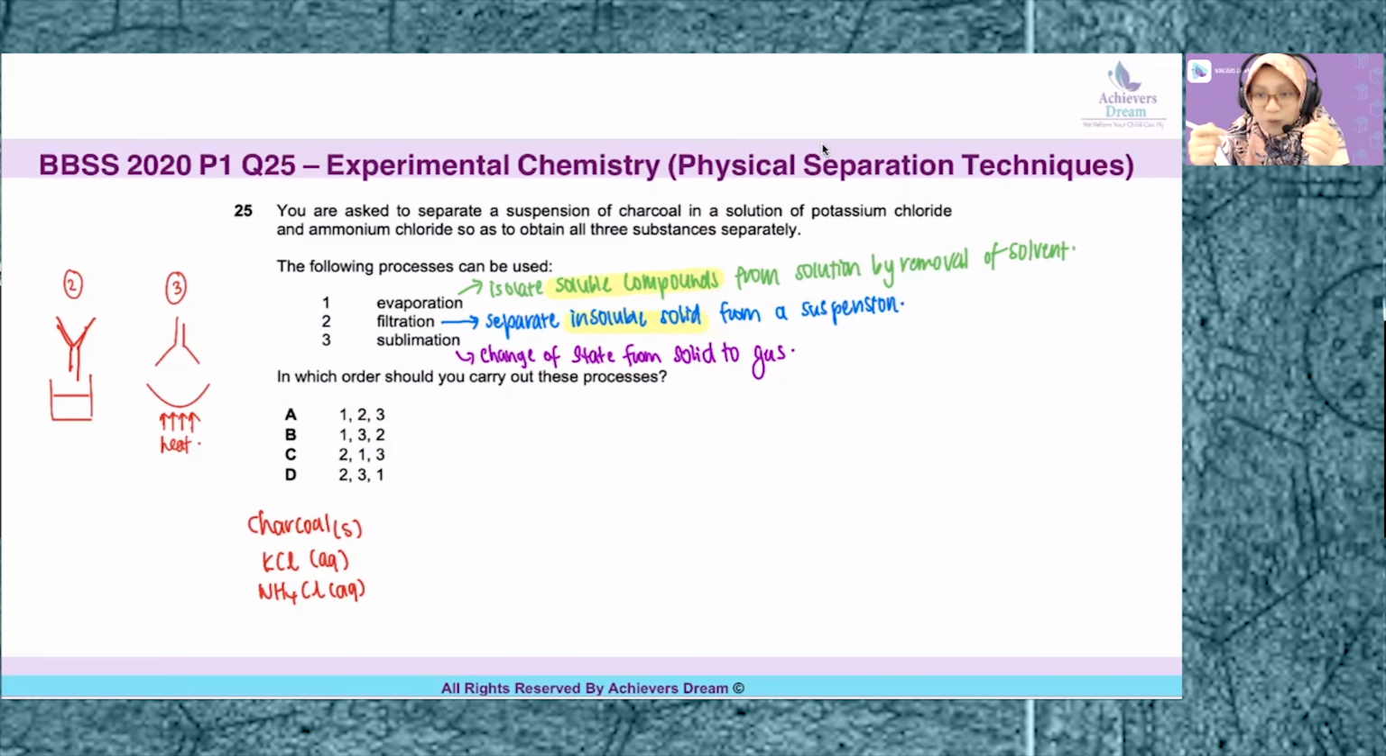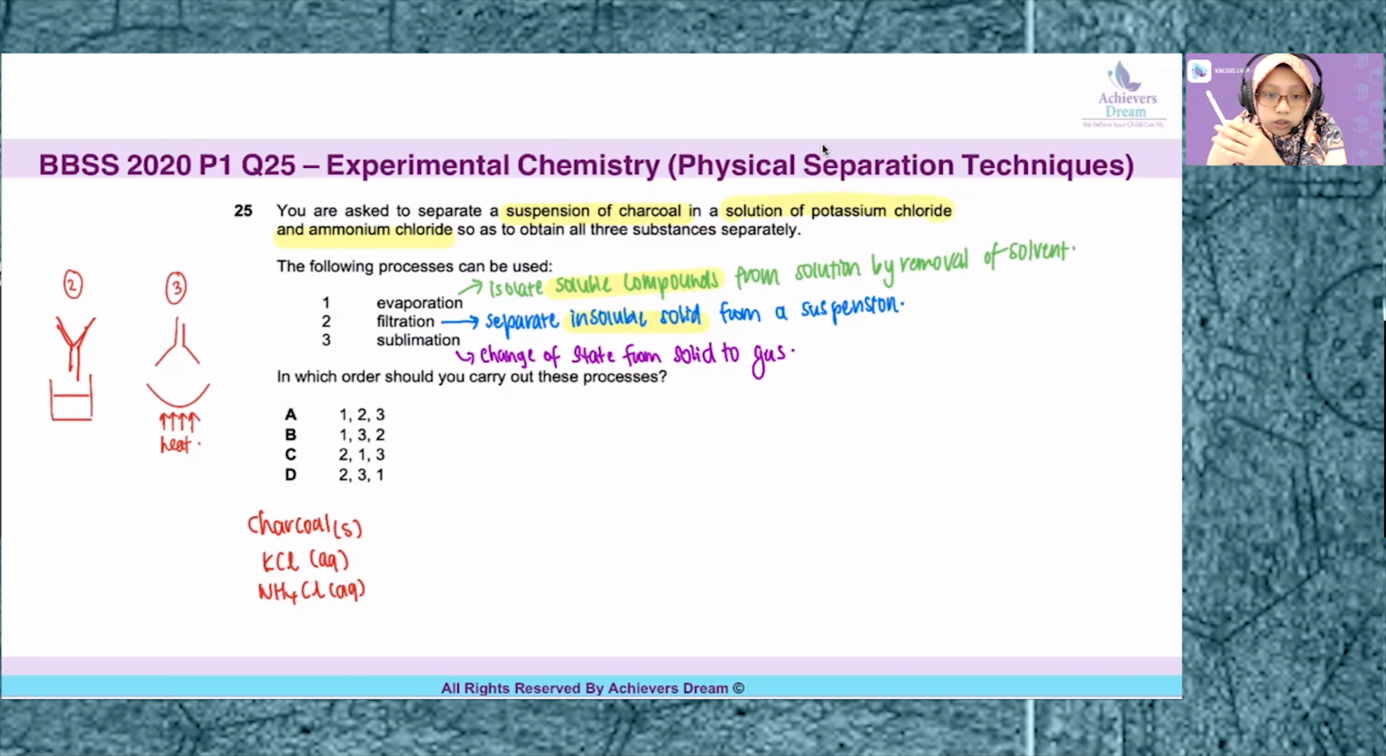Okay, so now let's take a look at the question. You are asked to separate a suspension of charcoal in a solution of potassium chloride and ammonium chloride so as to obtain all three substances separately. I have already listed down the state symbols of charcoal, potassium chloride, and ammonium chloride. Charcoal is insoluble, so it will be in solid state. Potassium chloride and ammonium chloride are your soluble salts, so they are able to dissolve in water to form the solution. Hence, they are in aqueous state.